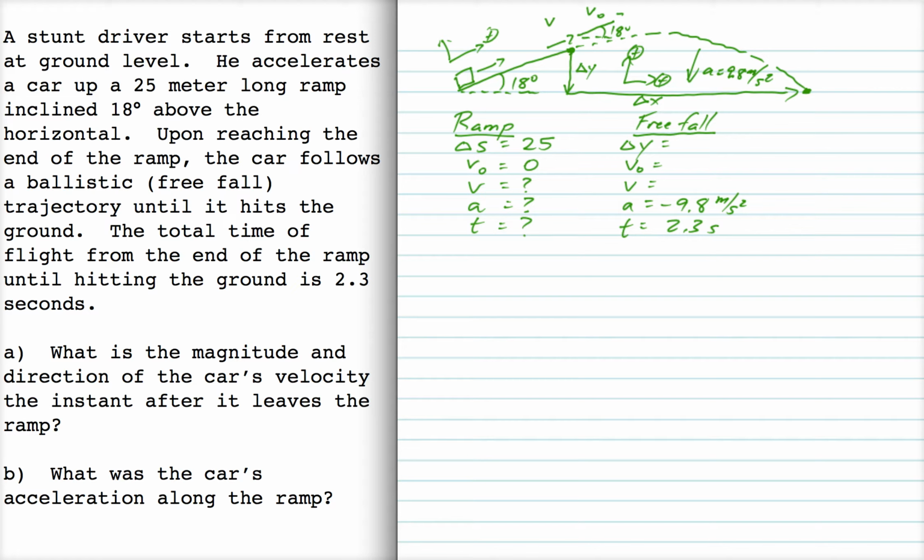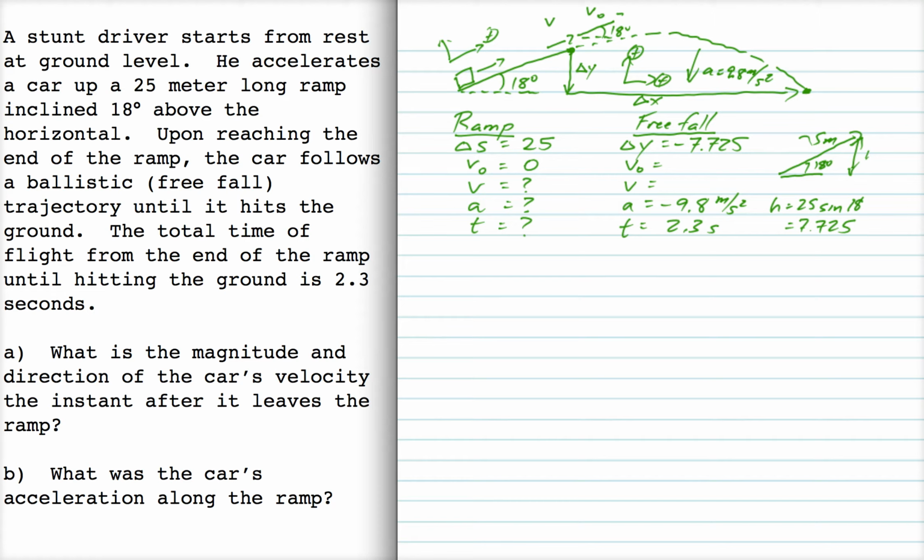If I've got a ramp that's 25 meters long, makes an 18-degree angle with the horizontal, then I can find the height of the ramp. The height of the ramp is h here. That's 25 sine 18, which is 7.725. Therefore, in the free fall part, the y displacement is minus 7.725. Right?